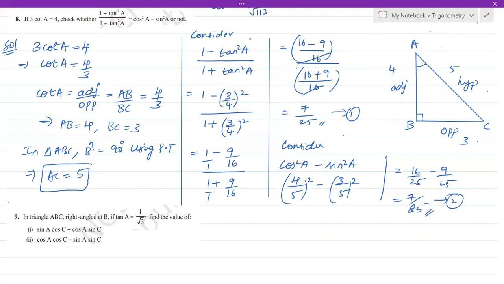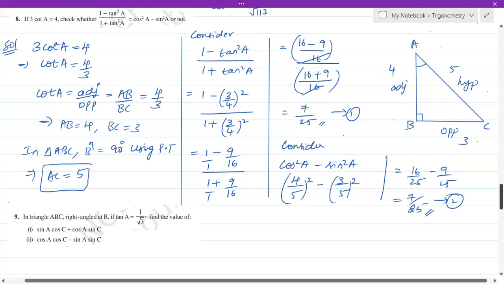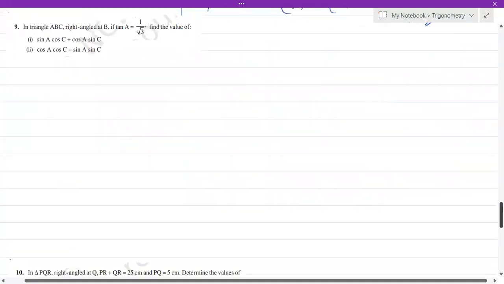Let's take this as equation 2. From 1 and 2, 1 minus tan square A by 1 plus tan square A is equal to cos square A minus sin square A, because both the values are exactly the same. So let's get into the next question.